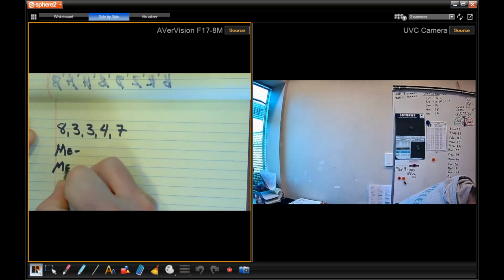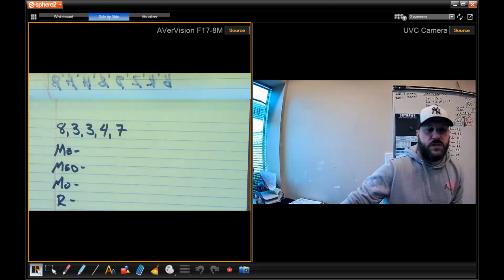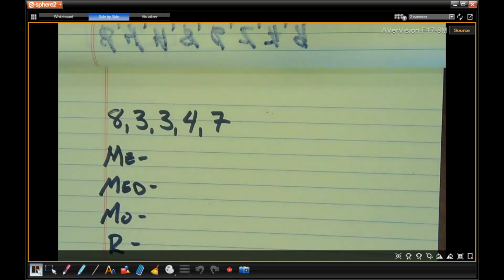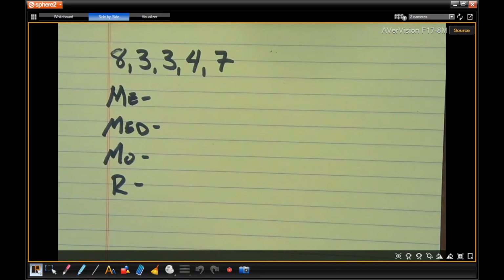Mean, median, mode, range. Let's do it. Okay, there she is. Again, I'm going to pause it and give you about 4 or 5 minutes here to work through this one as well, and then we'll go ahead and work through it.